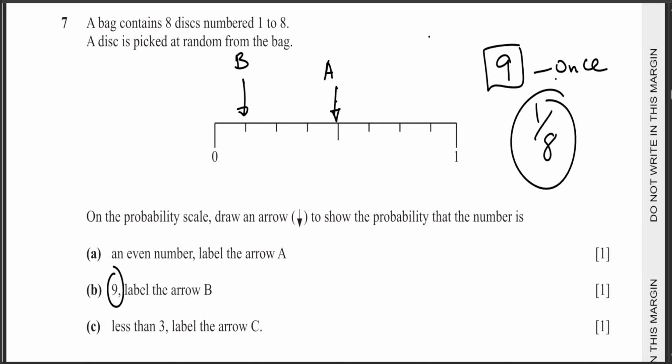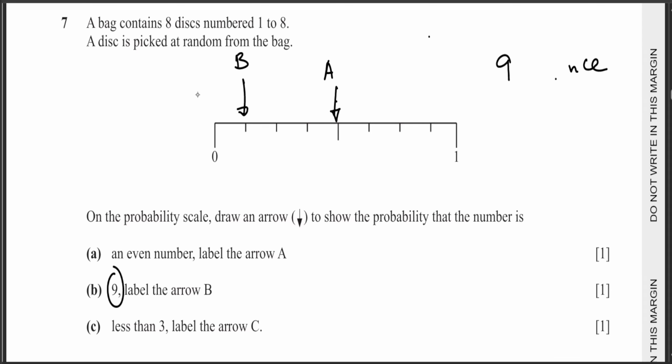Less than 3. The numbers that are less than 3 are just 1 and 2. Because if you start counting 1 to 8, 1, 2, 3, 4, 5, 6, 7, 8, the numbers less than 3 are just 2 and 1. So 2 over 8 numbers. You don't need to simplify, just see 1 and 2. So 2 over 8 numbers, that is now C. You see, as simple as that. 3 marks secured, just like that.